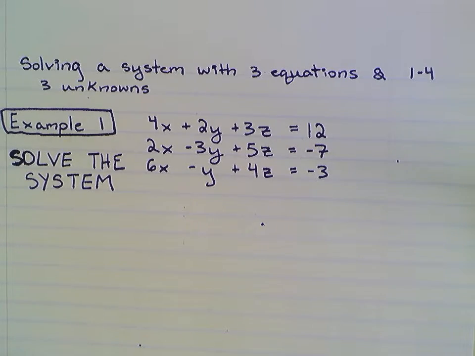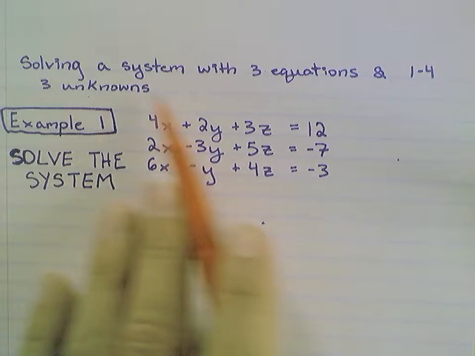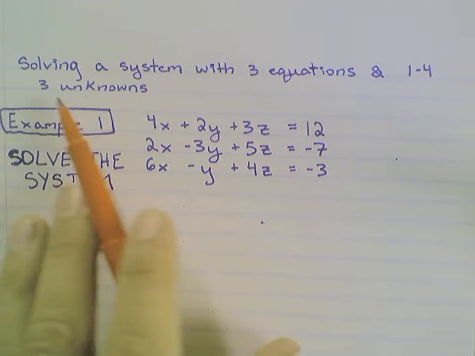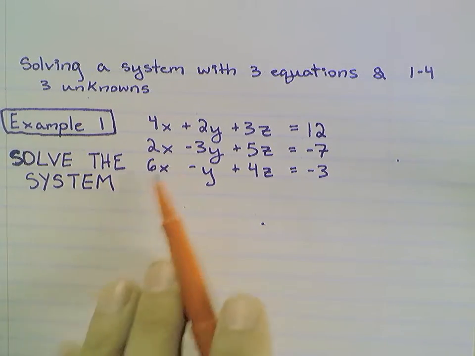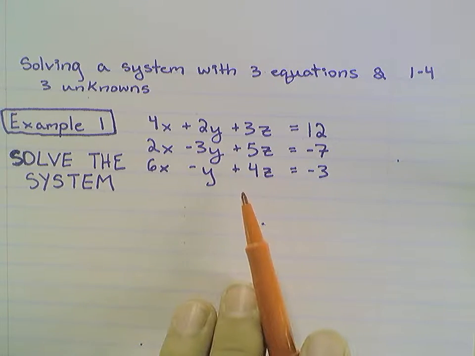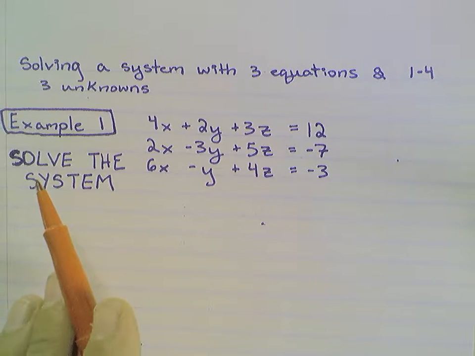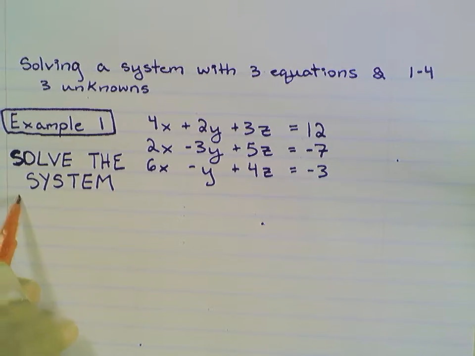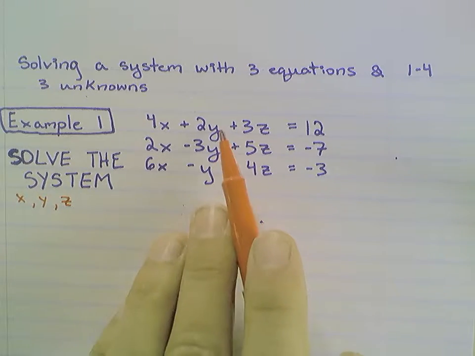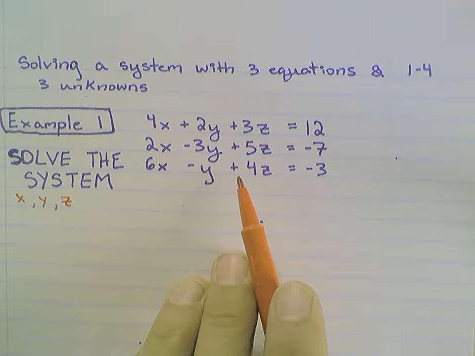Here we're going to look at an example of solving a system with three equations and three unknowns. Example 1 says we want to solve this system where we're given these three equations. As a side note, solving a system means we want to find an x, y, and z, three values that make each one of these equations true.